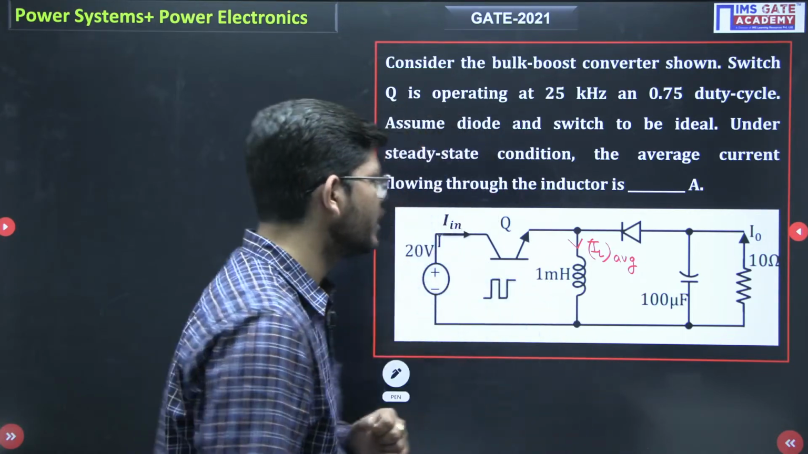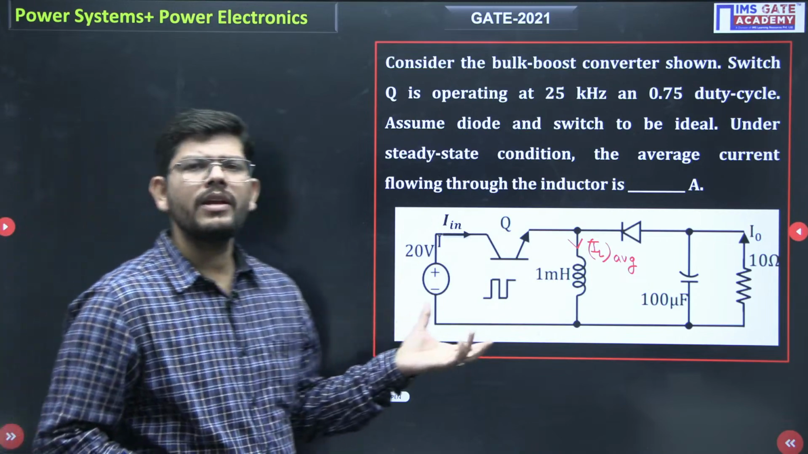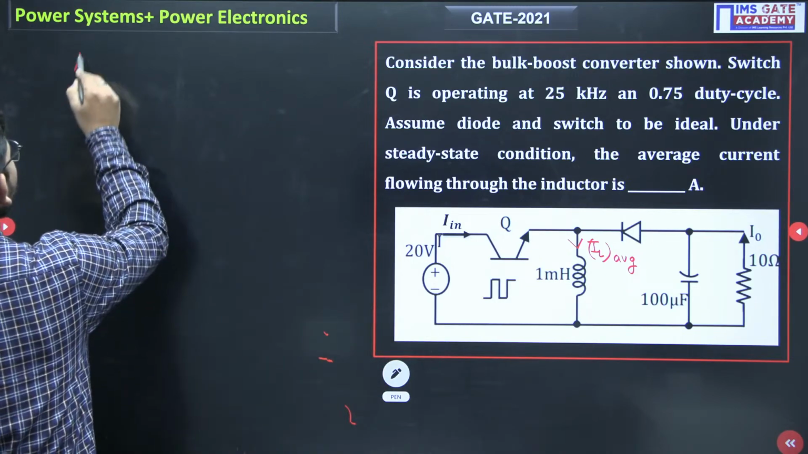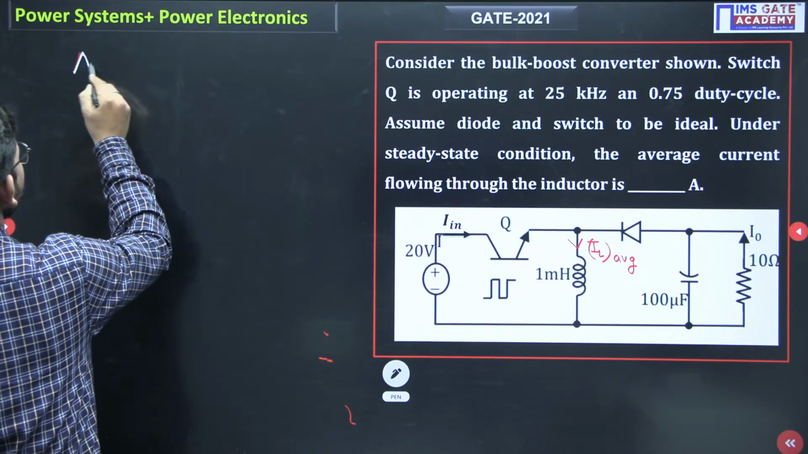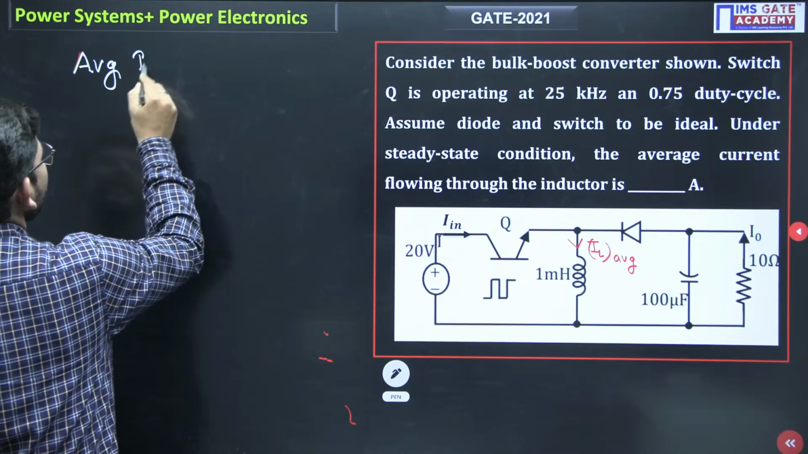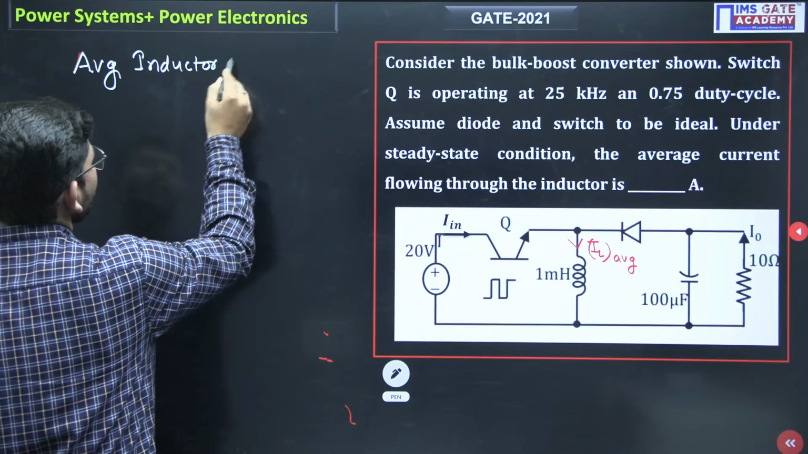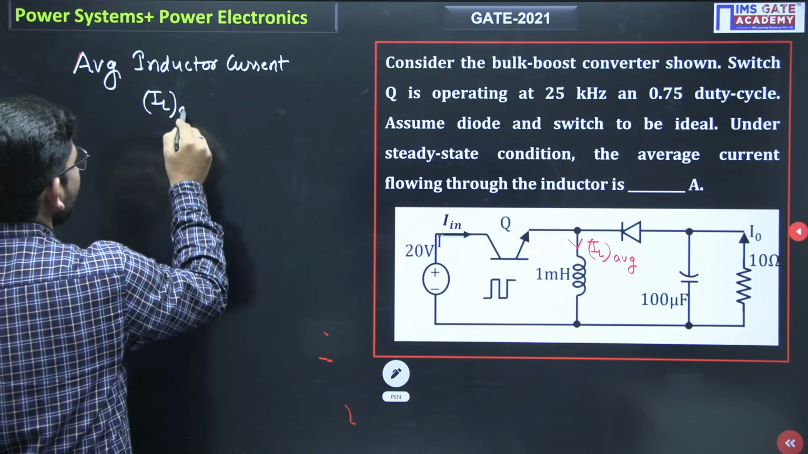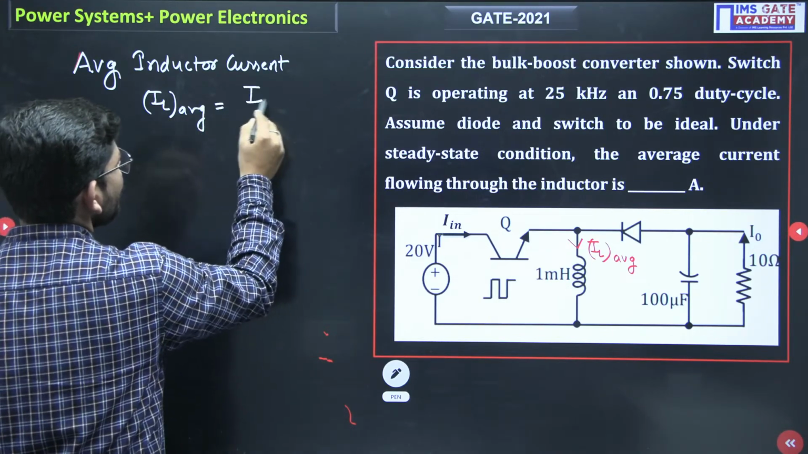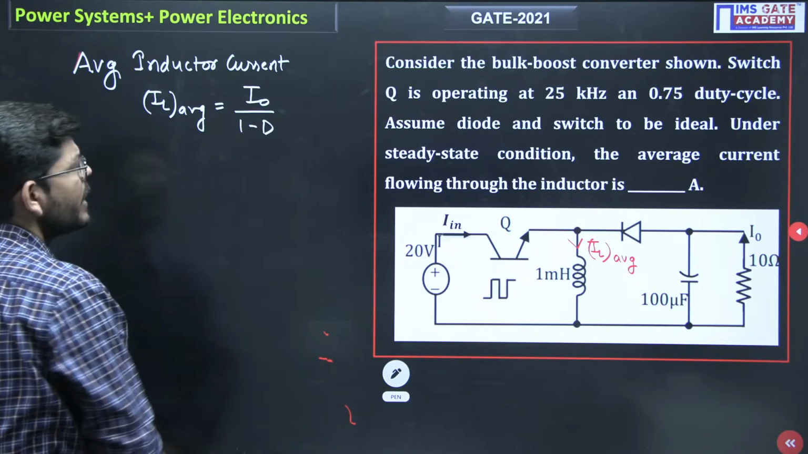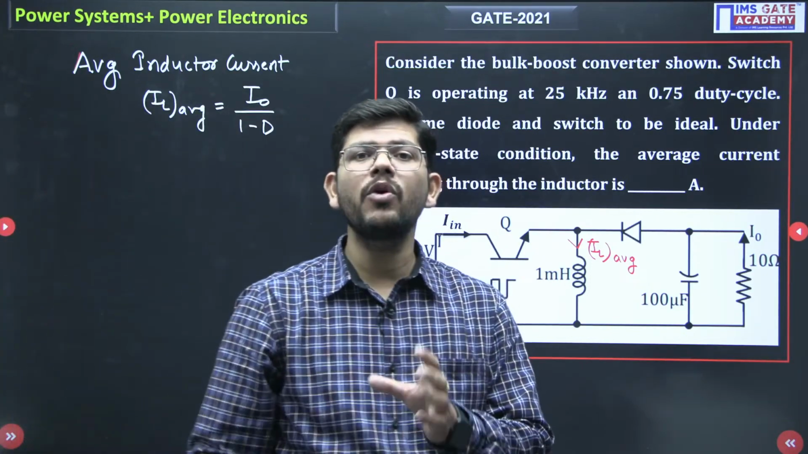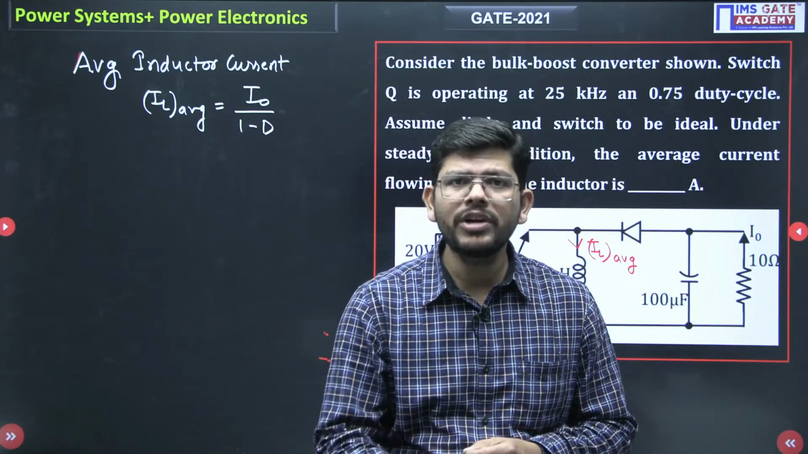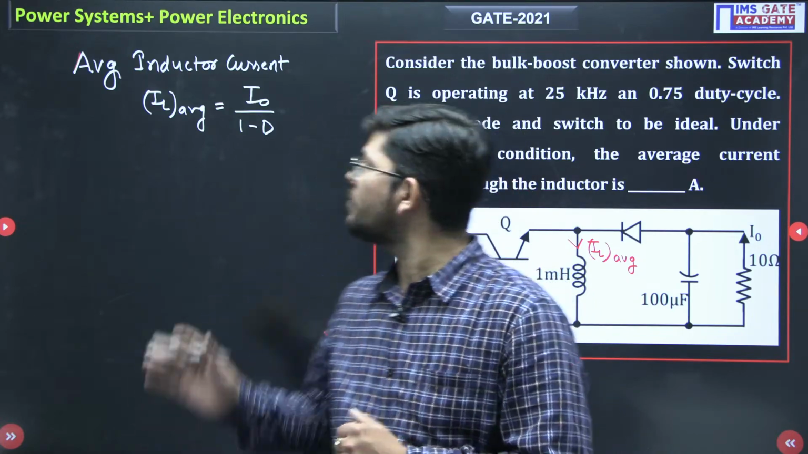Now how can we calculate this? Whether it is a buck boost converter or a boost converter, the average inductor current has the same formula. IL average equals I naught upon 1 minus D. This formula is the same for buck boost converter and boost converter.